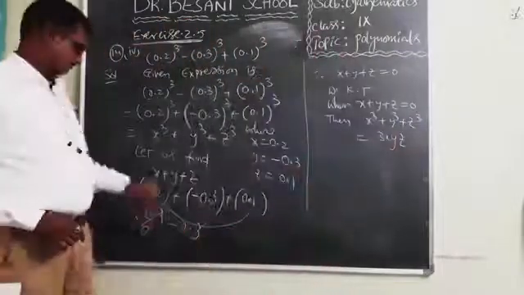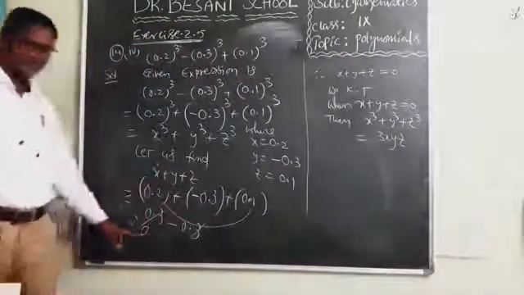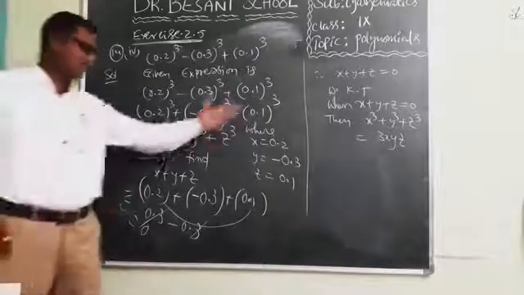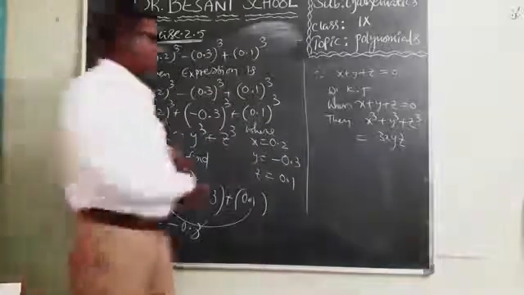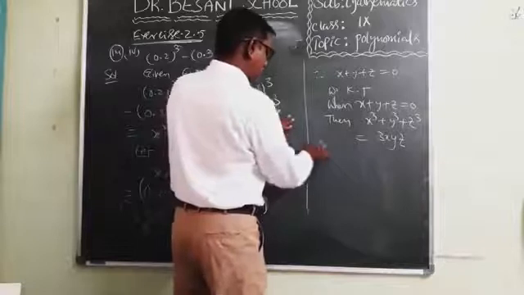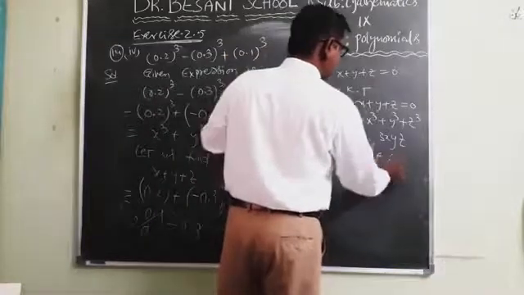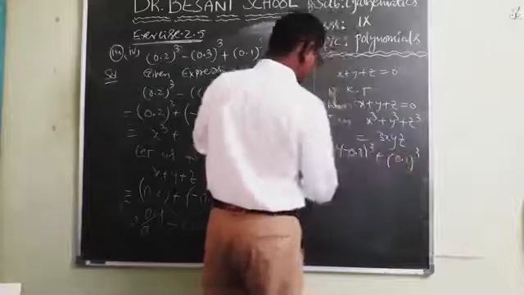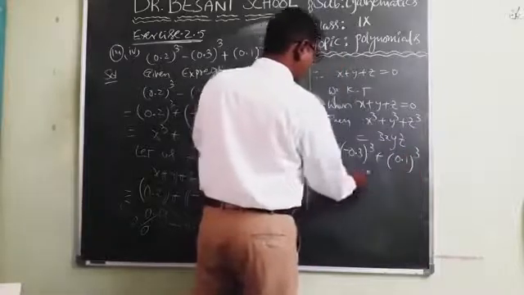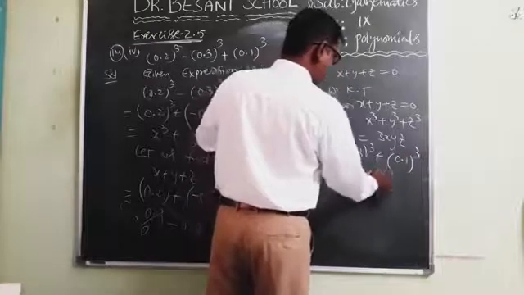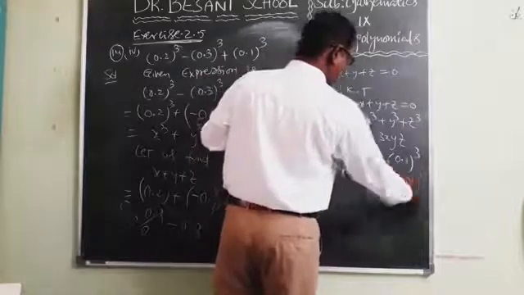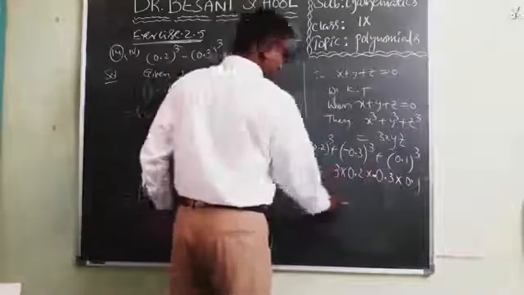Equals 3xyz. We noticed here x plus y plus z is 0, then the value of x cube plus y cube plus z cube is 3xyz. X cube means 0.2 whole cube, plus y cube means minus 0.3 whole cube, plus z cube means 0.1 whole cube, is equal to 3 into x, which is 0.2, into y, which is minus 0.3, into z, which is 0.1. Now observe plus into minus is minus.